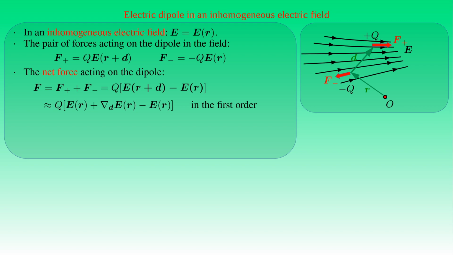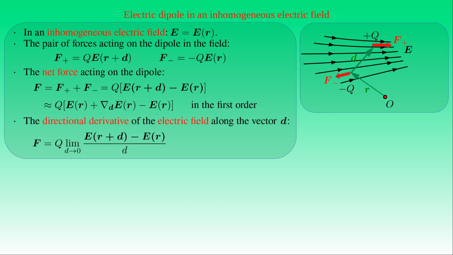If we assume that the distance d between the charges plus Q and minus Q is small compared to distances over which the field varies, the limit of the ratio or the rate of change of the electric field strength will approximate the right-hand side as the distance d approaches 0.